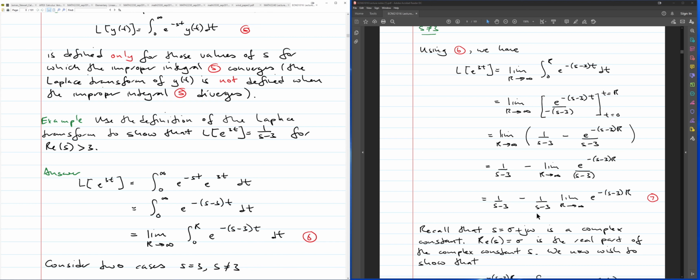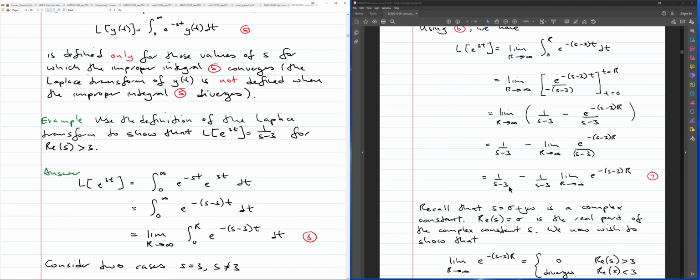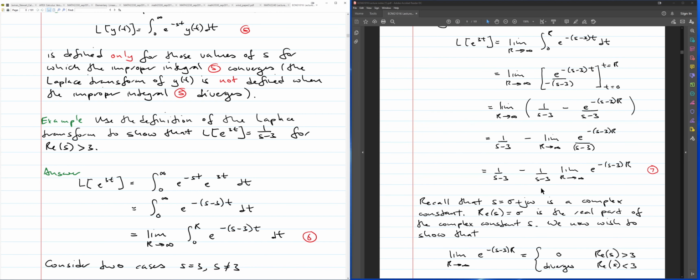So what that means is that under certain conditions, this limit over here will head to 0. And the condition where your limit will head to 0 is when the real part of s is bigger than 3. So what we need to do is examine this limit over here, and we want to see when this limit is going to be equal to 0, and when it's going to diverge.